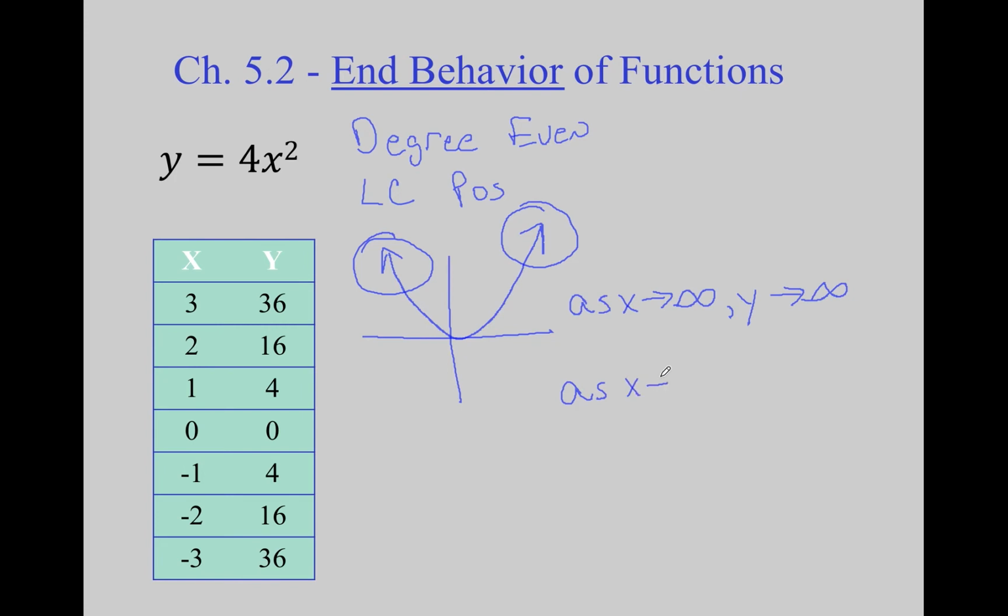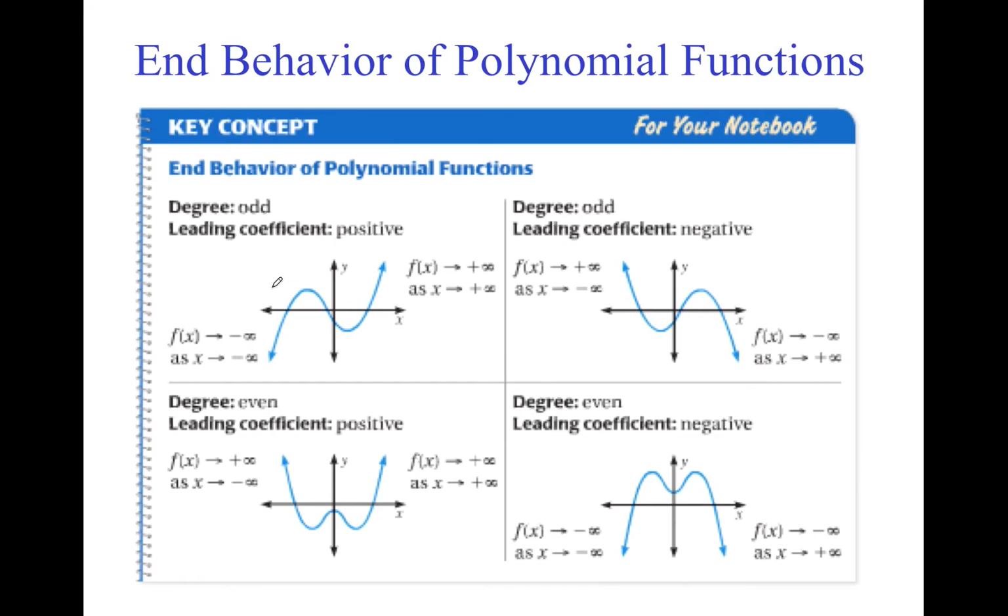Let's take a look at the left-hand side. As x approaches negative infinity, so my x's are going down, what's happened to my y values? The y values are approaching positive infinity. Right side is always this, left side is always this here.